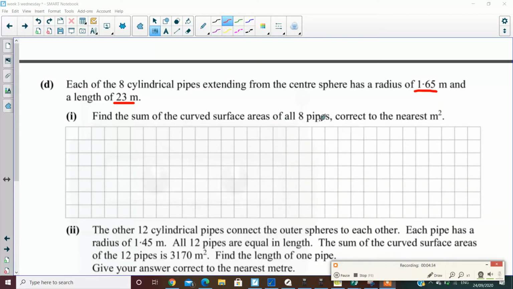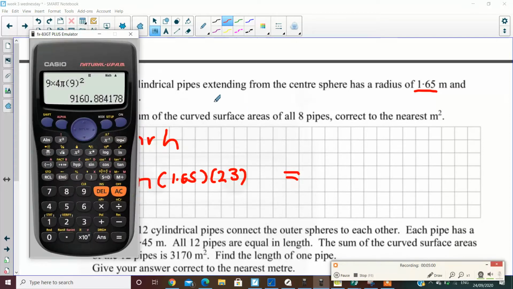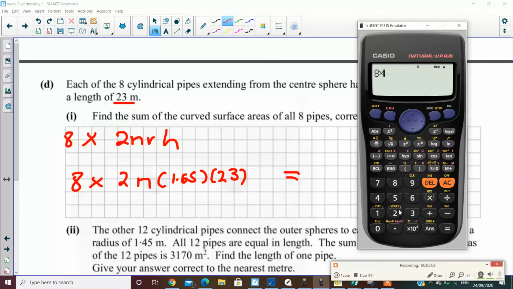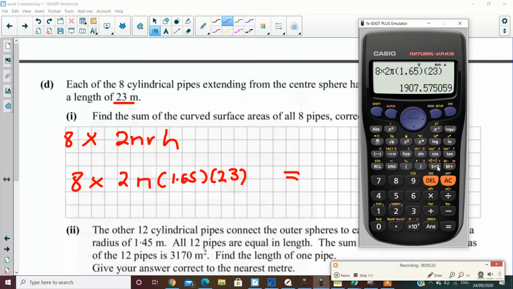Find the sum of the curved surface area of all 8 pipes. Curved surface area only. So what's the curved surface area of a pipe? 2 pi r h. And what are you going to multiply your answer by? 8 of them. Off you go. Lob it all into the calculator. You should be good to go. It says 1.65, I believe, in the question. So 23 then. Does it want it in terms of pi or nearest meter squared? What do you reckon? 1908? Yeah, great.